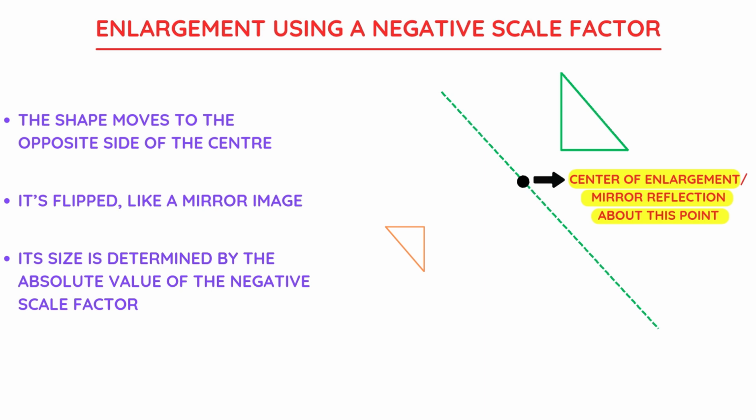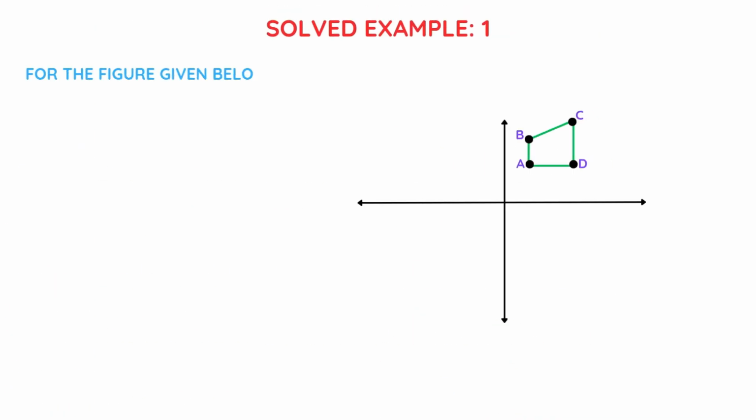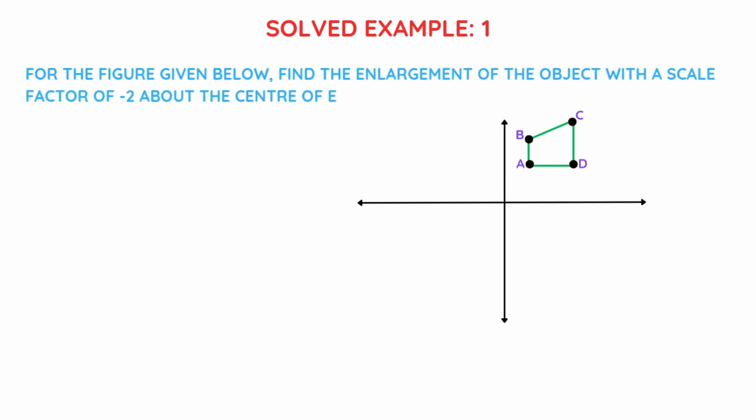Now, to better understand all this, let's do an example. For the figure given below, find the enlargement of the object with a scale factor of -2 about the center of enlargement at the origin. In order to solve this question, we will follow the following steps.